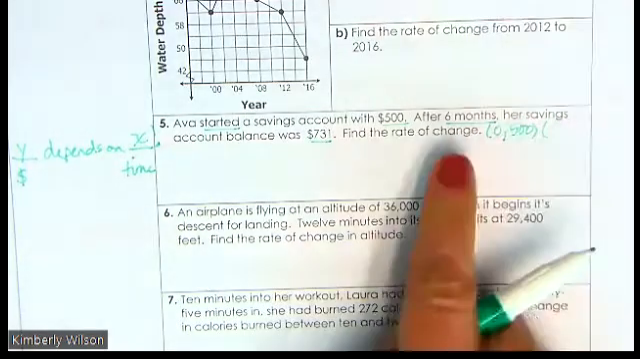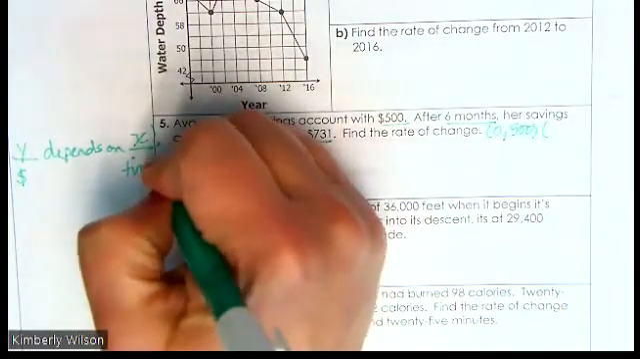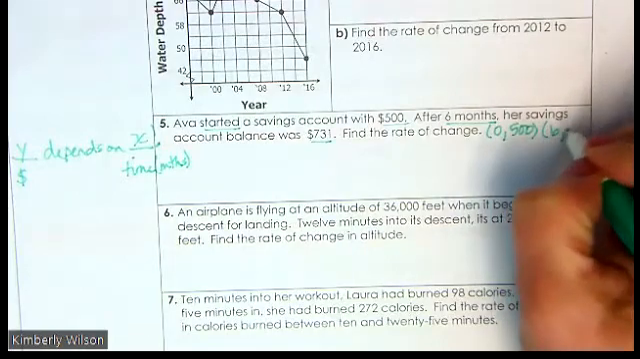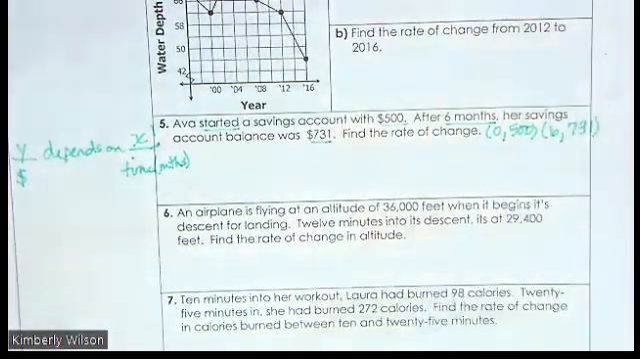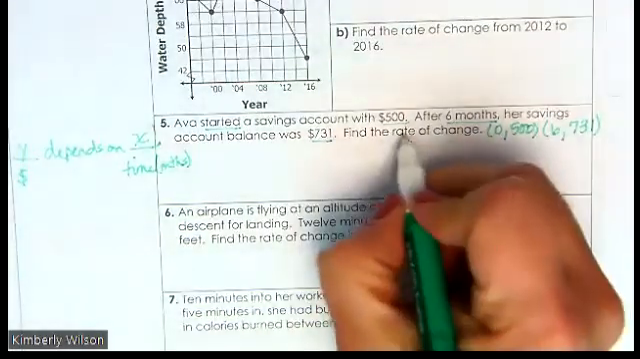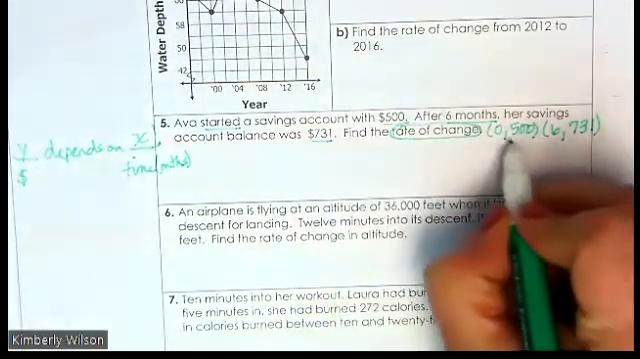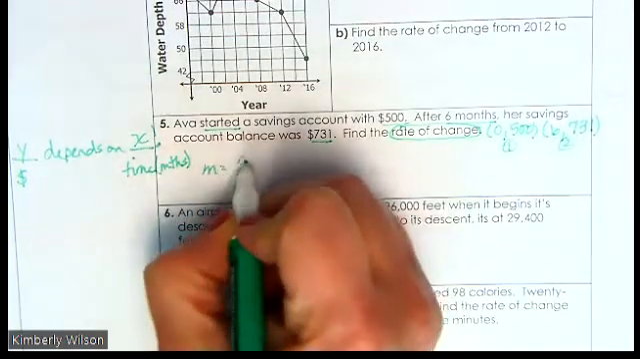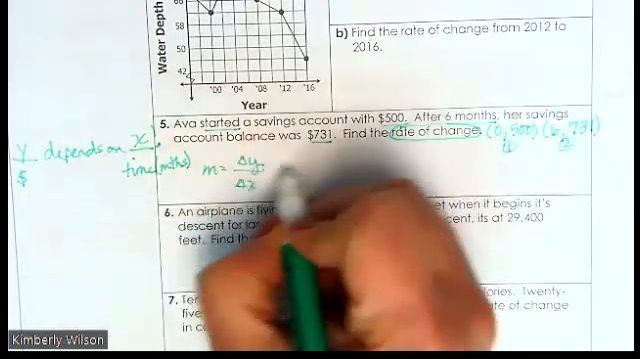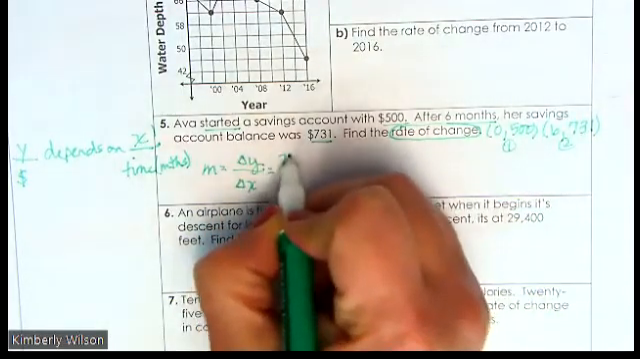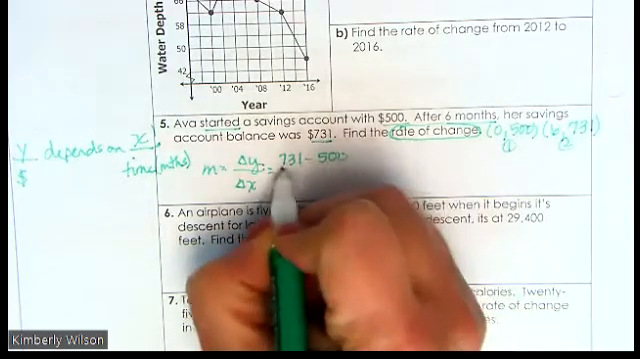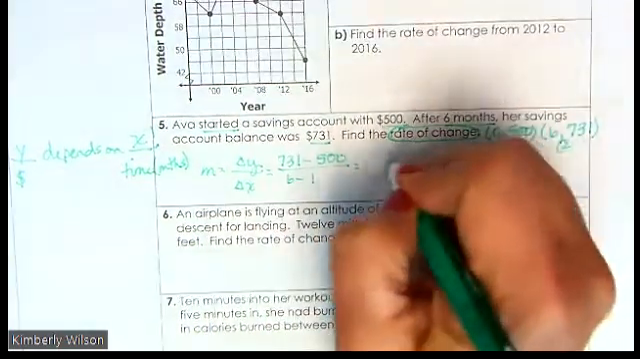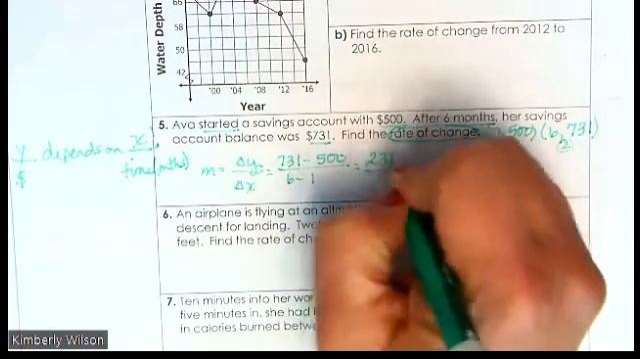And then the next one is the months. So in this instance, time is months. So we would have after 6 months, comma, the amount is 731. There's my 2 points. And now I can find the rate of change. So we're still doing the change in y over the change in x, which means I'm doing 731 minus 500 all over 6 minus 1. So this is going to give me 231 over 5.